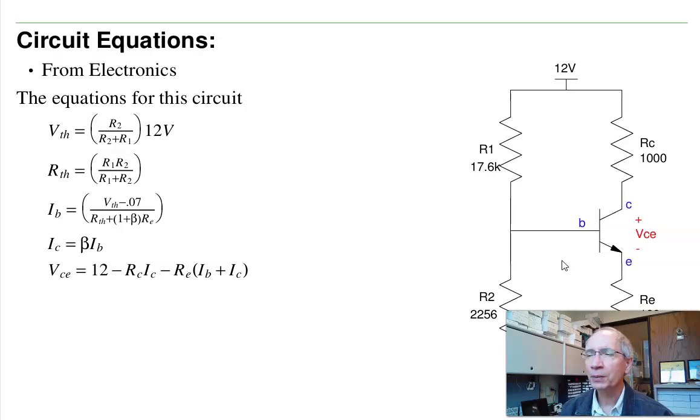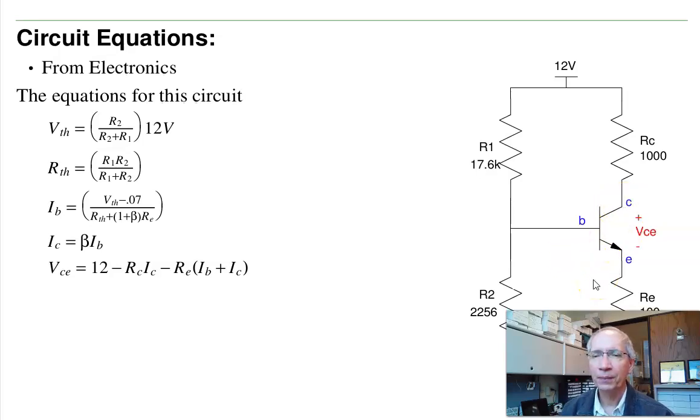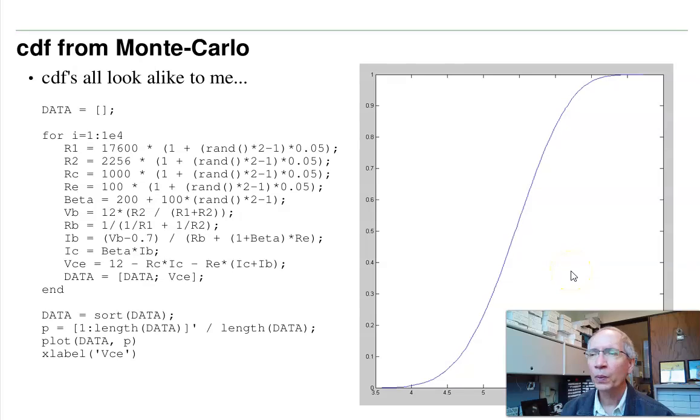What is the resulting PDF for VCE? Well, again, I can use Monte Carlo. I can pick 10,000 random values for R1, R2, RC, RE, plus minus 5%. Beta is between 100 and 200. Once I have those values, find VB, RB, IB, IC, VCE, save them, sort the data, and plot it. So this is VCE. It's between 3.5 volts and 7 volts, looks like.